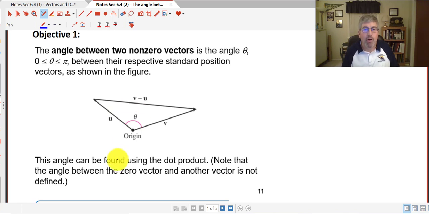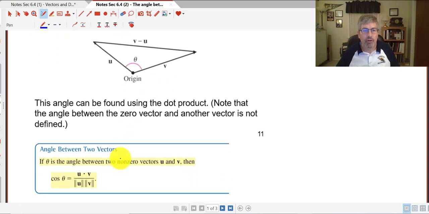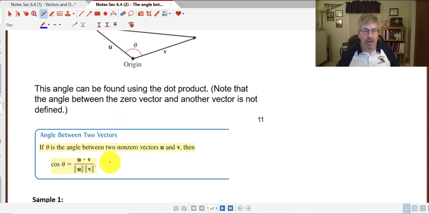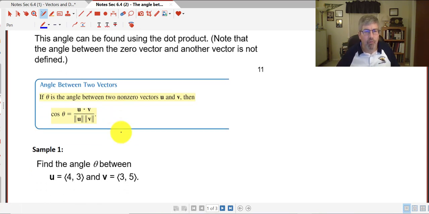This angle can be found by using the dot product. Note that the angle between the 0 vector and another vector is not defined, because we're dividing by 0 here. We can find the angle between two non-zero vectors, u and v, essentially having the cosine of theta equals u dot v divided by the magnitude of u times the magnitude of v. And we will go ahead and rewrite that in a different format.